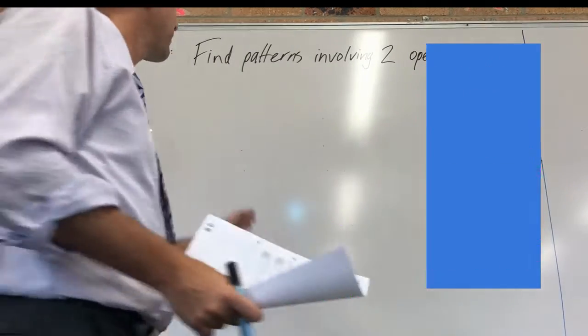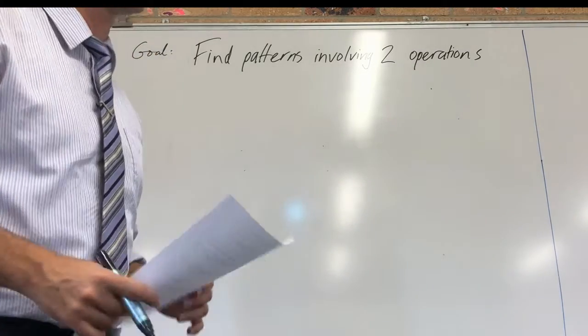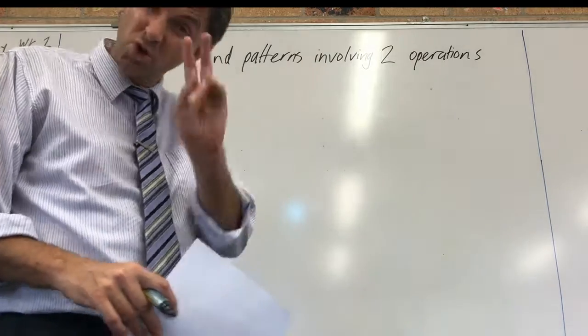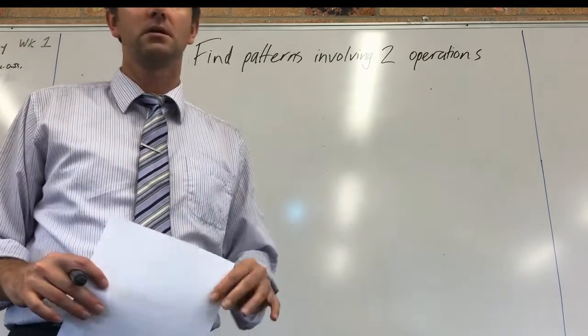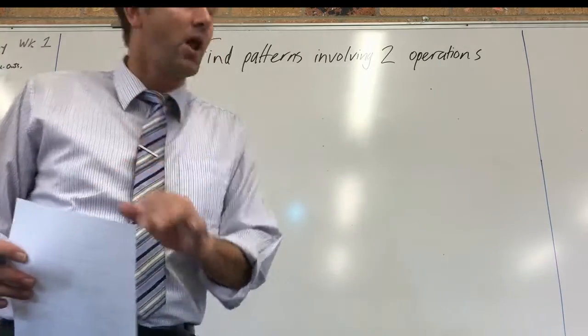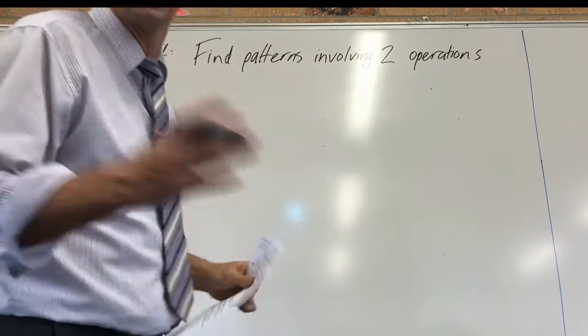Hey guys, for question 4, sometimes patterns have to be found with 2 operations. So it's not just like you add 2 or you times by 4 to find the pattern. You've got to do 2 things like plus 2 and times by 3 or times by 4 then minus 5. I'll show you what I mean, and that's the goal, to find patterns involving 2 operations. Let's have a look.